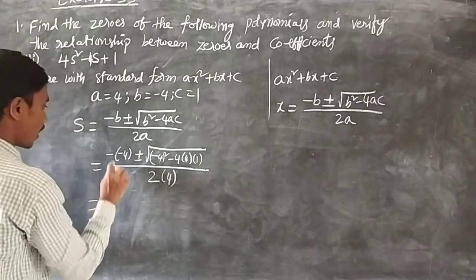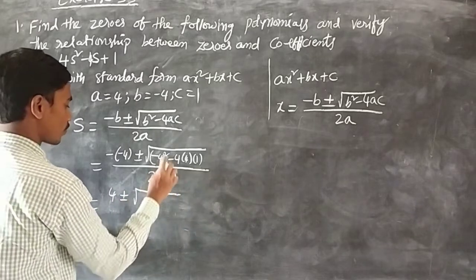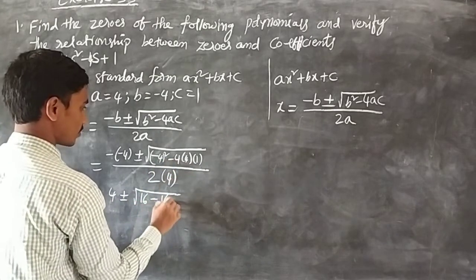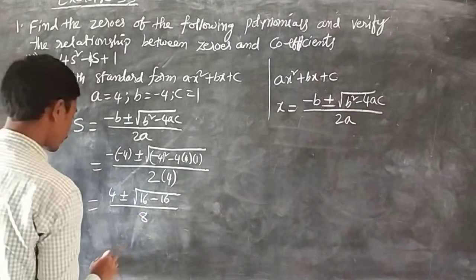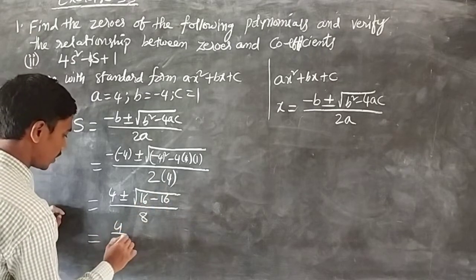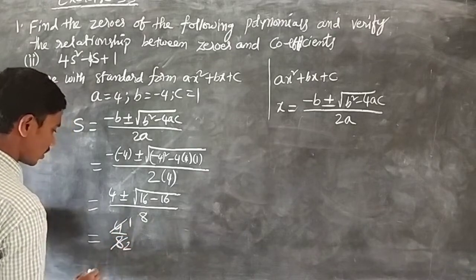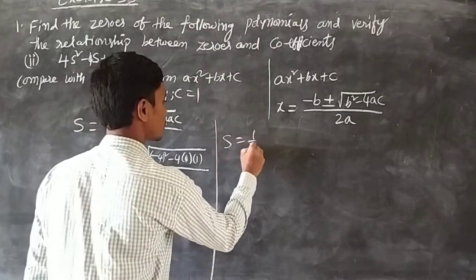Minus into minus plus 4 plus or minus square root of minus 4 whole square, that means 16, minus 4 fours are 16 into 1, 16, by 2 fours are 8. 16 minus 16 is 0, square root of 0 means 0, 4 by 8. 4 cancels by 1 time, 4 cancels by 2 times. So the value of s is equal to 1 by 2.